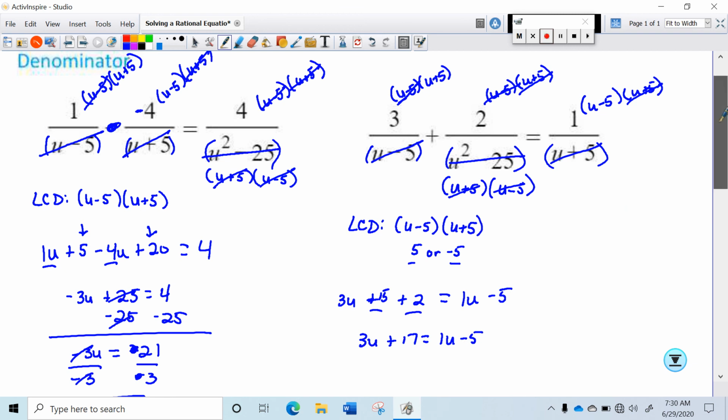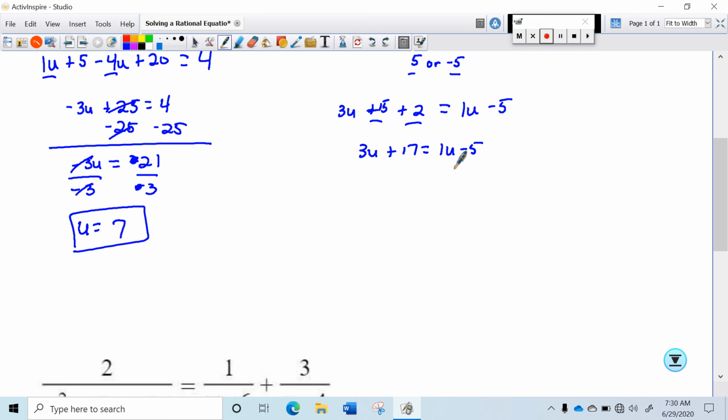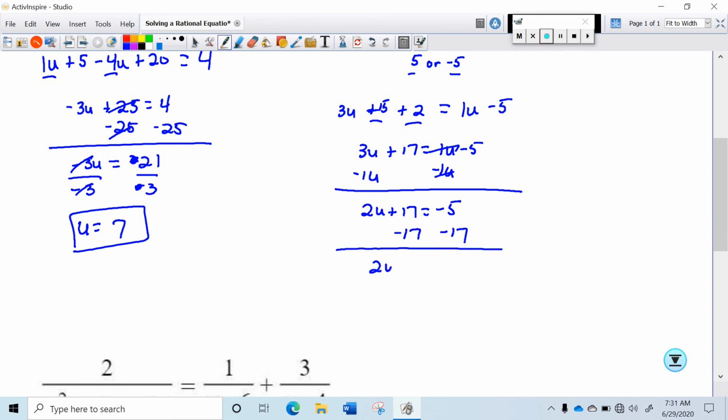So I'm going to get my u's together by subtracting 1u. So I get 2u plus 17 equals, opposites cancel, negative 5. I'm going to subtract 17 from both sides. So 2u, opposites cancel, equals a total of 22 negatives. Divide both sides by 2. u equals negative 11. And because I didn't get 5 or negative 5, I'm okay. So negative 11.